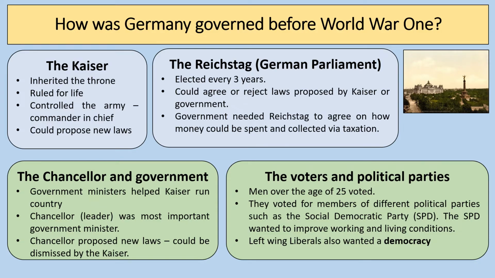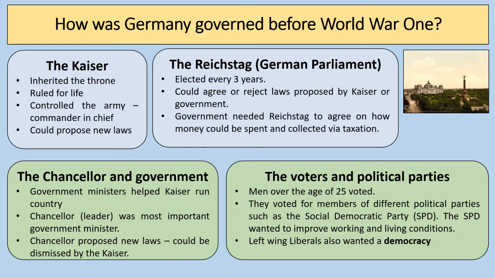to as well. The Reichstag, the German parliament, is elected every 3 years. It could agree or reject laws proposed by the Kaiser. The government needed the Reichstag to agree on how money could be spent and collected via taxation. It was elected by men over the age of 25, for example. Now then there's the Chancellor, the role of the Chancellor.